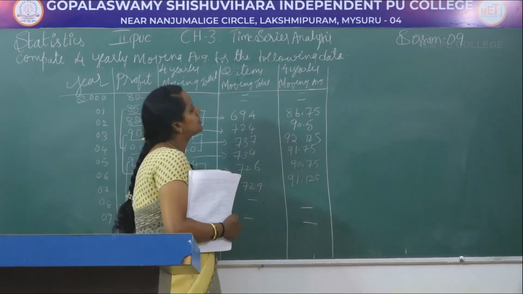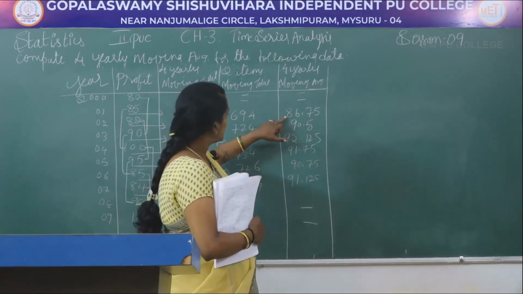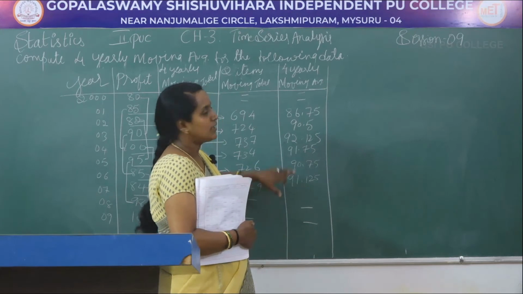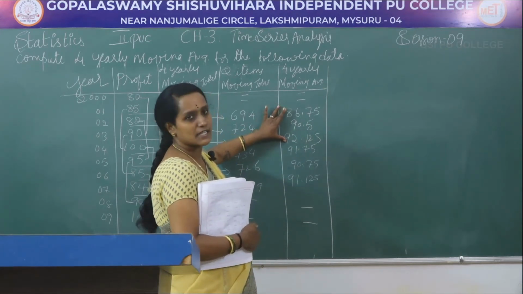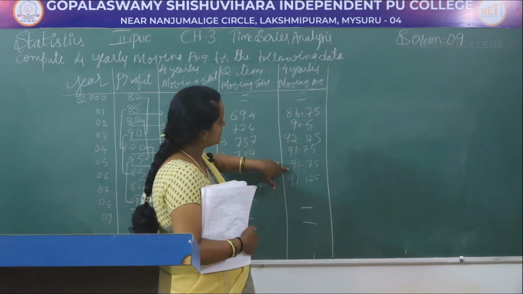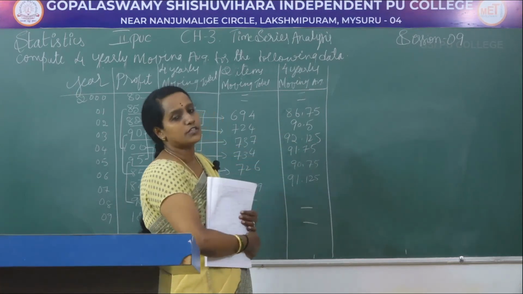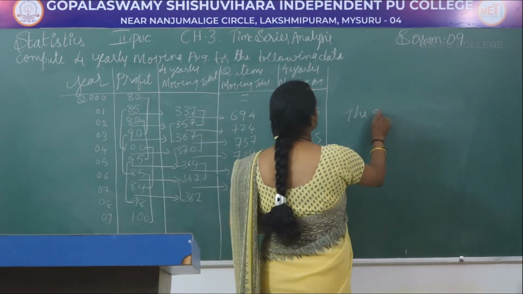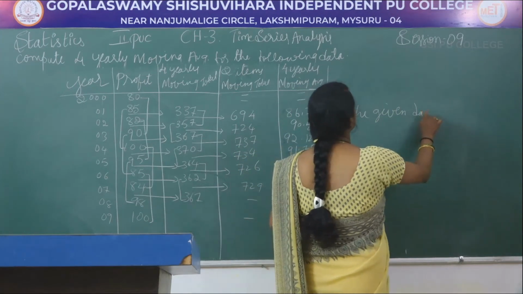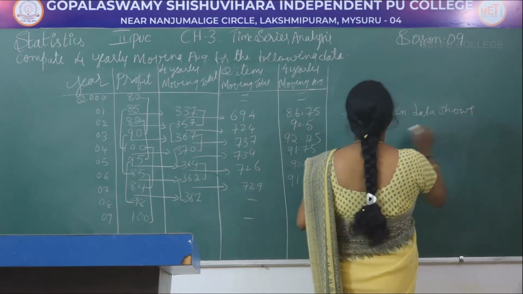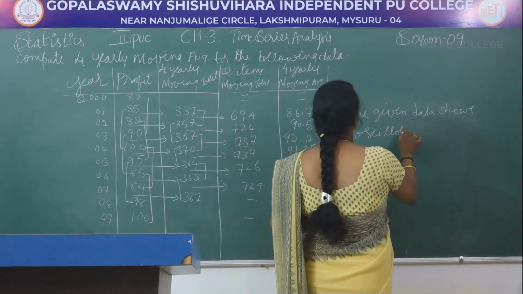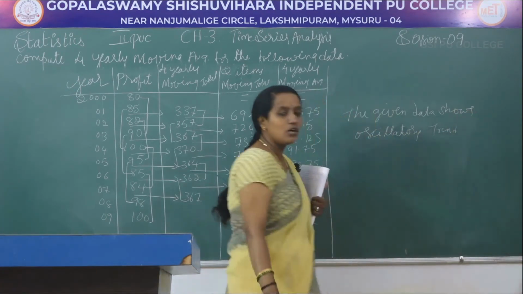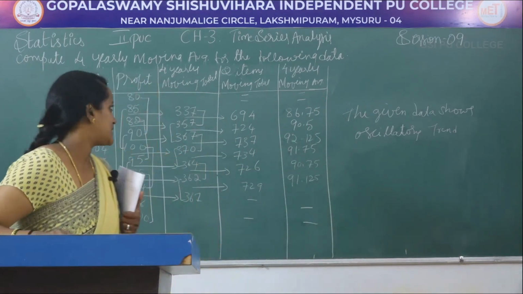See here, you just observe the last column. It is increased, again decreased, decreased, again increased. First 3 years it is increasing, next it is decreased, again it is decreased, again it is increasing. Therefore, the given data is oscillatory. It is showing the oscillatory trend. Given data shows the oscillatory trend. Next problem.